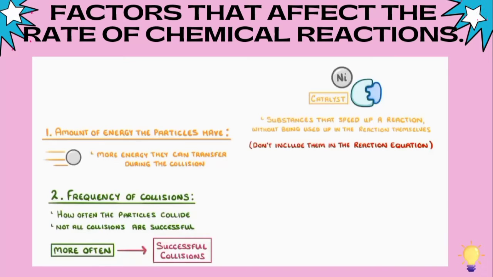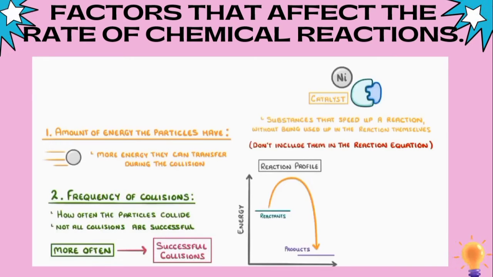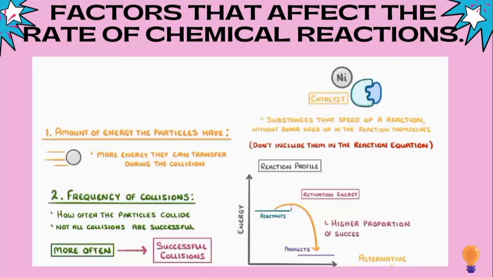To understand how they work, we can use this energy profile diagram. The distance between the reactant's energy level and the very top of the curve is the activation energy, which, remember, is the energy that the collisions have to have before they can react successfully. What a catalyst does is lower this activation energy by providing an alternative reaction pathway. And this means that there'll be a higher proportion of successful collisions.